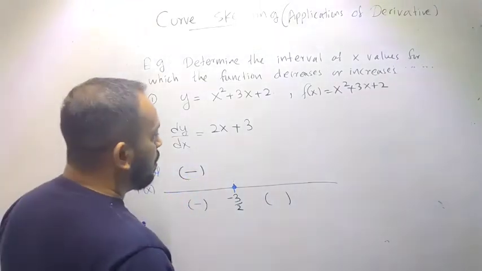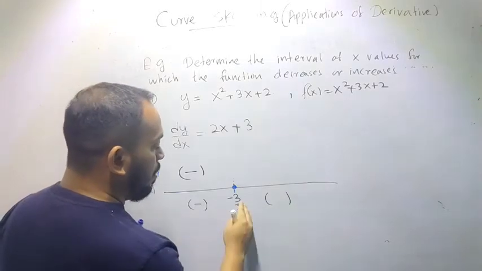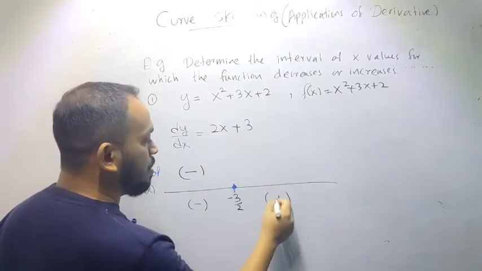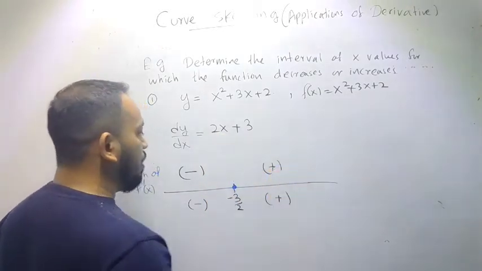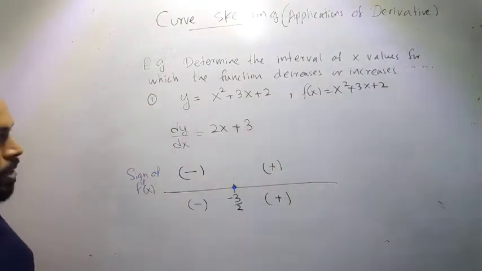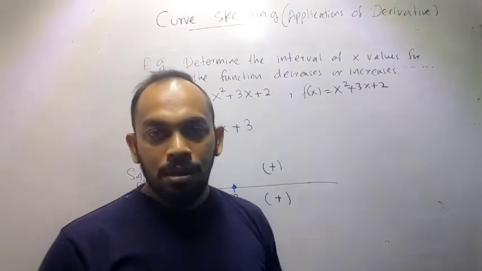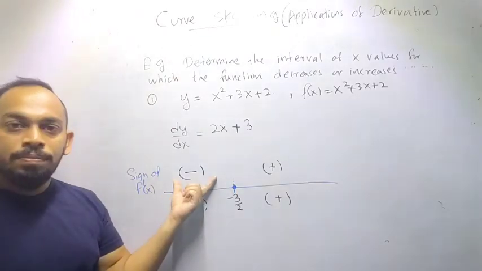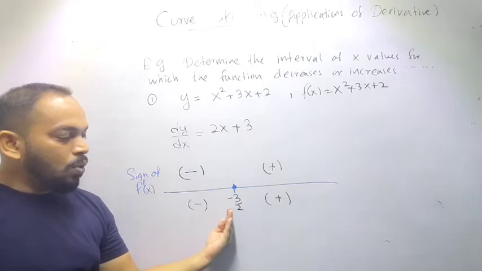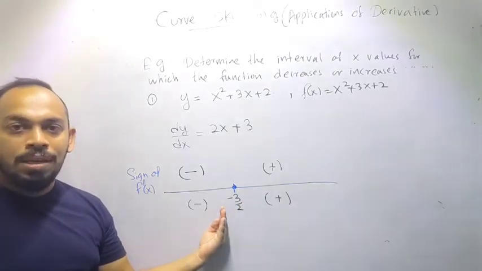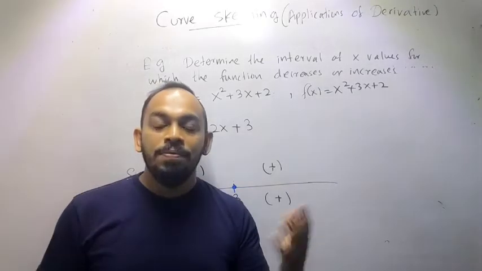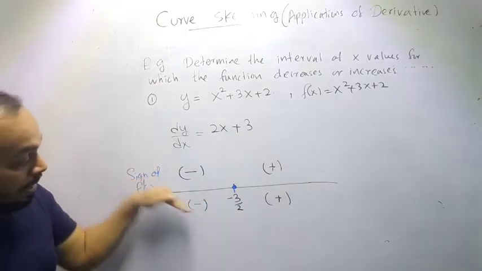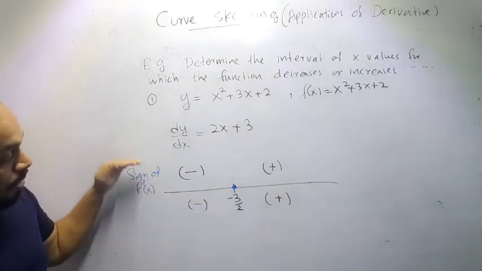Anything greater than minus 3 by 2, the base number is 0. If we put 0 here, this would be positive. So the sign of this one will be positive. Once you figure this out, you have to summarize the result. Now what happens? The sign of f dash of x is negative when you are below minus 3 by 2. What does that mean? It means the function is decreasing. So it could be like this, right? Or like this.